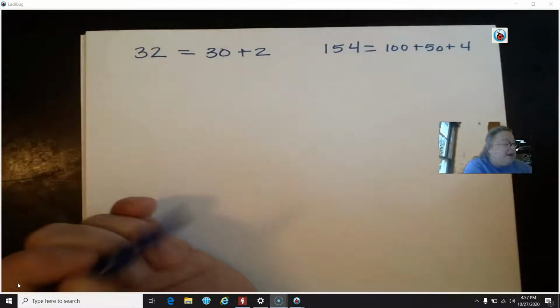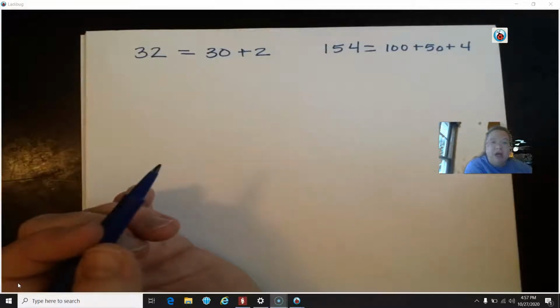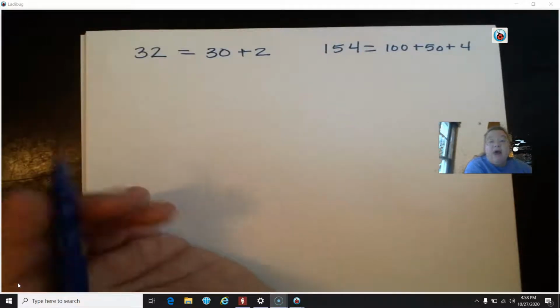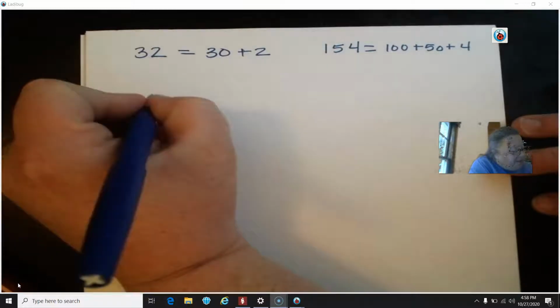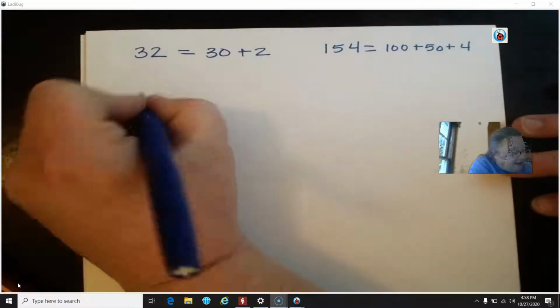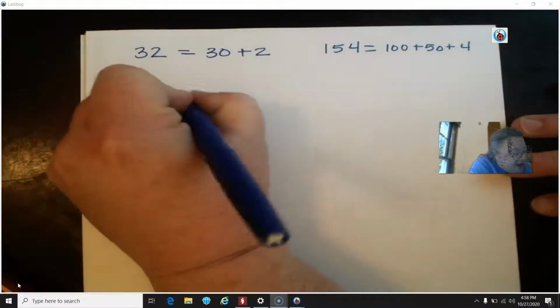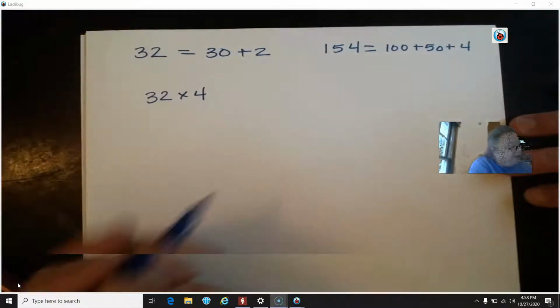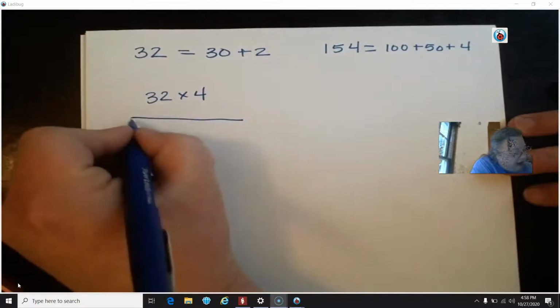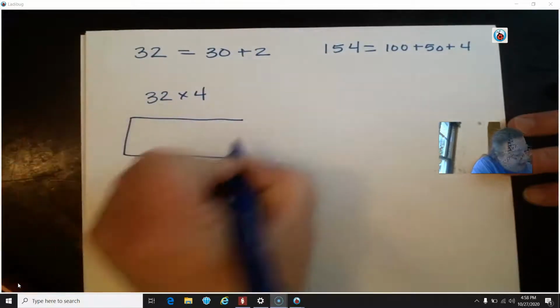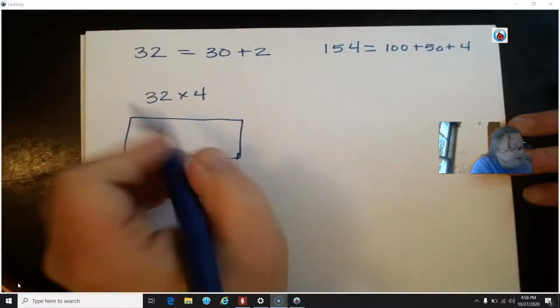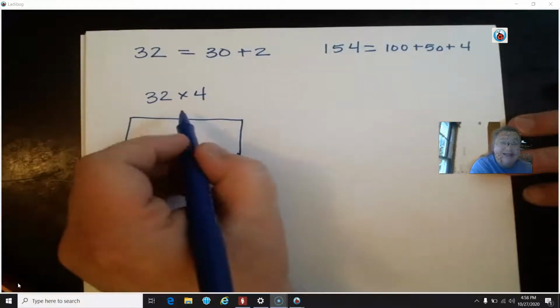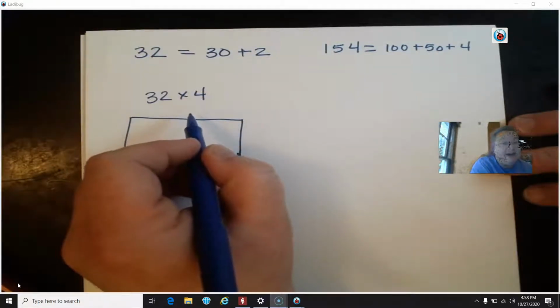So the first thing I'm going to show you is a 2-digit number multiplied by a 1-digit number. So for example, if we'll take the same number, 32 times 4. We do what's called area model. So what we do is you draw a box and you're going to put the number 32 on the top of the box, decomposed into that expanded form.